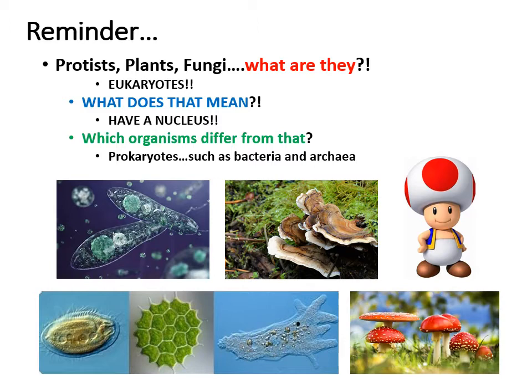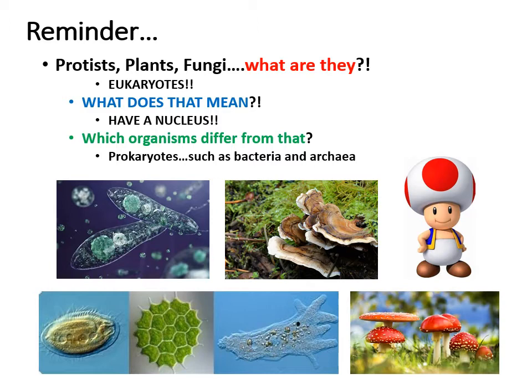So if I say human, protists, plants, fungi, what do they all have in common? They're all eukaryotes, which means they all have a nucleus in their cells. Now that's different from the prokaryotes that we talked about in other lectures, such as bacteria and archaea. Remember, bacteria are things like E. coli, whereas archaea are those prokaryotes that you find in really extreme conditions, like in hot vents.